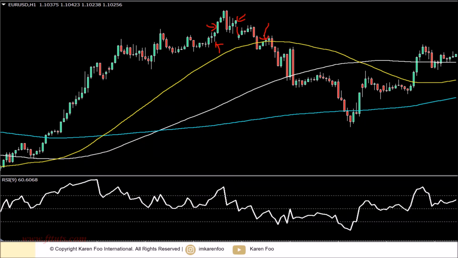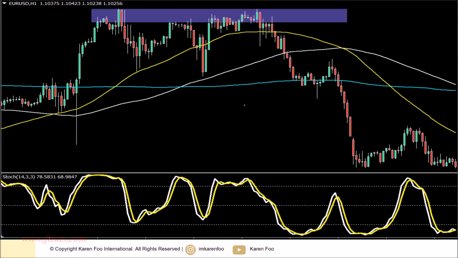Okay, the next candle that formed is more of an indecisive candle. So the next candle after this indecisive candle is a bearish candle. So this is another clue that tells you that the price is going to continue to go down. Okay, another example over here. Can you spot where the pattern is?